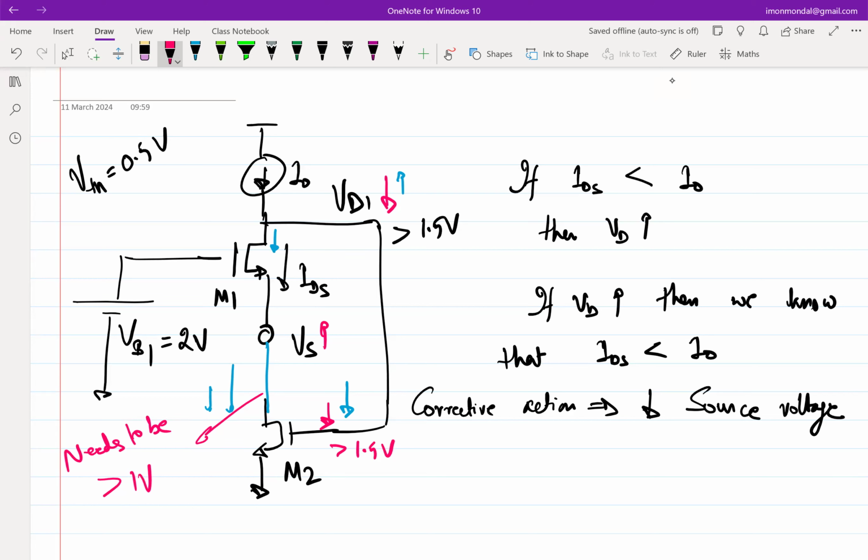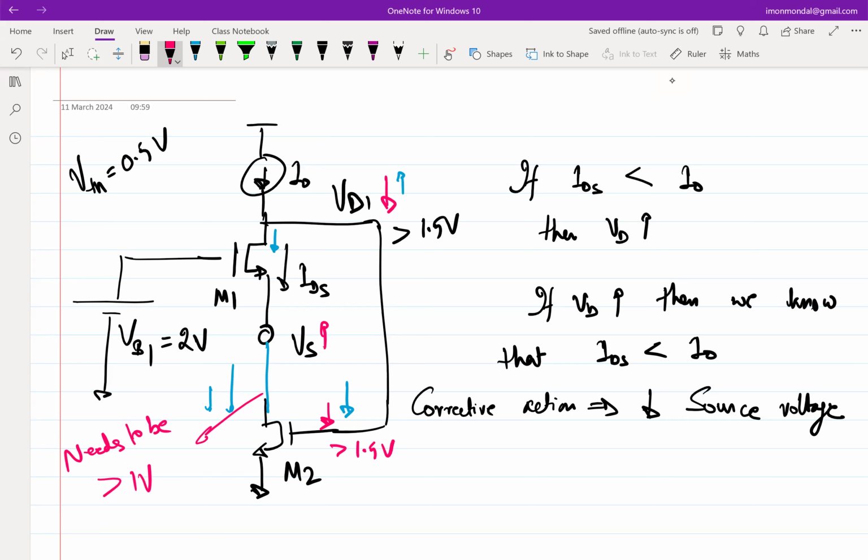Okay. So now, if this is greater than 1 volt, how do I know whether it is greater than 1 volt or not? Essentially, what I'm asking is who is setting Vs then? Because Vs is connected to the source of M1 and drain of M2.